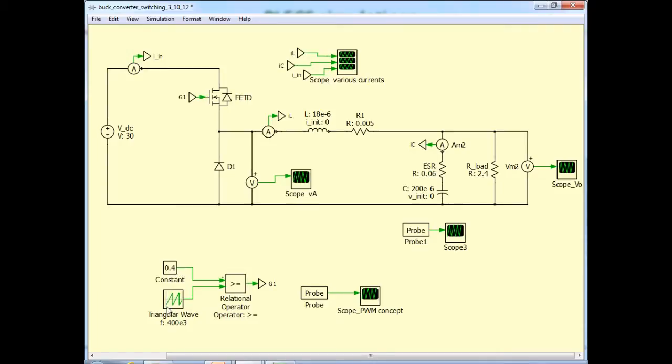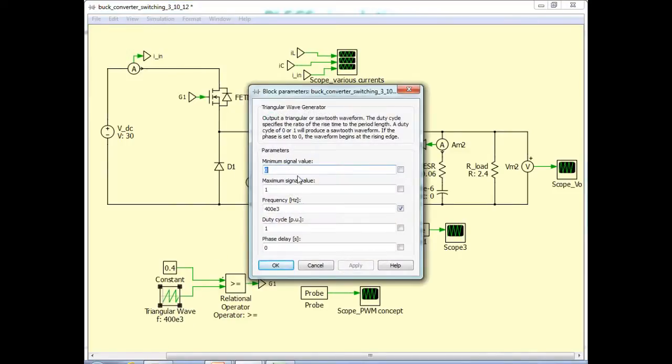So regardless, this signal is compared with the sawtooth, and let's look at how the sawtooth is generated in PLECS in this example. We can give the minimum and maximum value, so it goes from 0 to 1. The frequency is set at the switching frequency, 400 kilohertz, and to generate a sawtooth we keep the duty ratio to be 1. If you want a symmetrical triangular waveform, then the D would be 0.5, and we don't want any phase delay, so it is just 0. So this is how a sawtooth of 0 to 1 variation and a frequency of 400 kilohertz is generated.